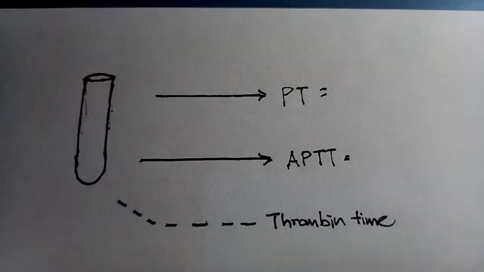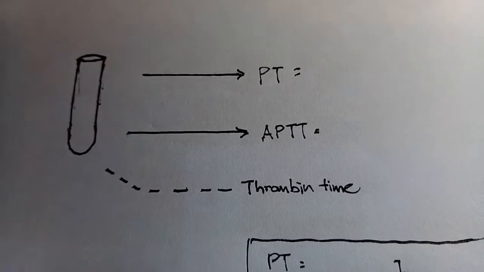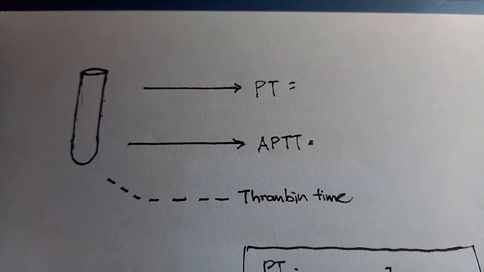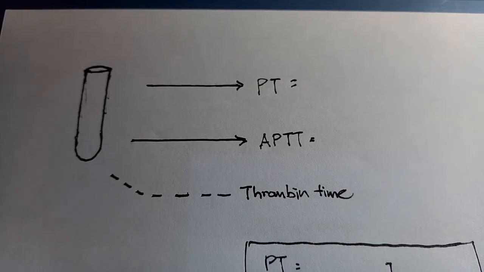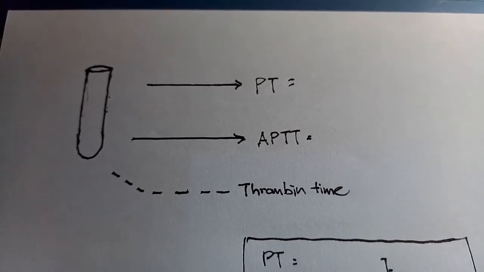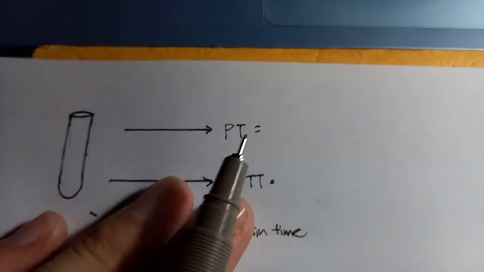First off, you collect blood, usually citrated blood, which will produce plasma. Then this plasma will be tested with PT and APTT. Thrombin time is also included, but it is shown with a broken line because it is not used all the time. Usually, only PT and APTT are used for mixing studies. Let's review a bit.